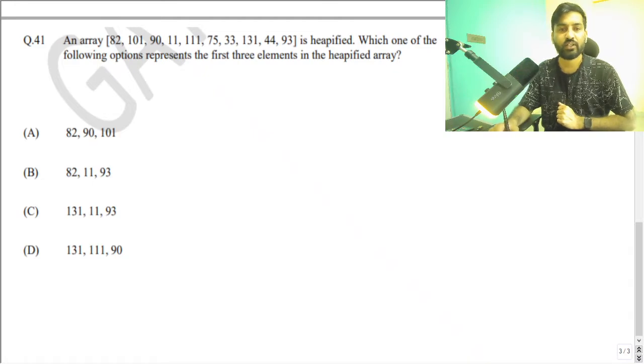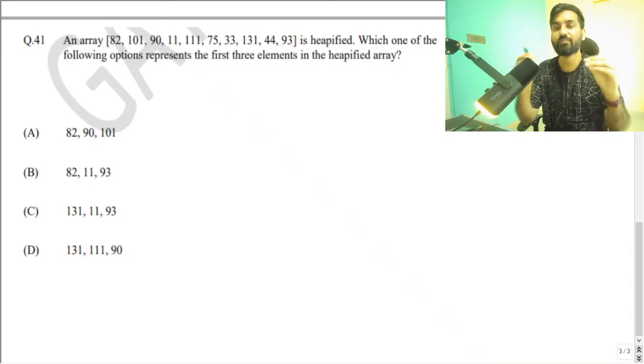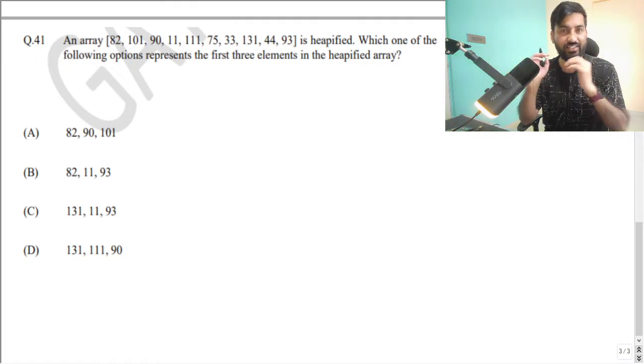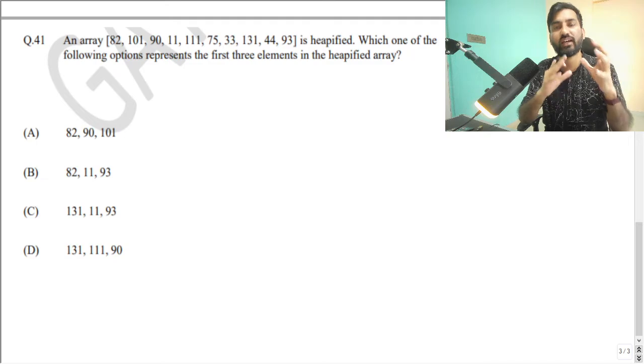So max heap is nothing but, there will be parent nodes and children nodes, and every parent node will have a greater element than its children. And in case of min heap, every parent node will have a smaller element, you can say smaller than or equal to its children.